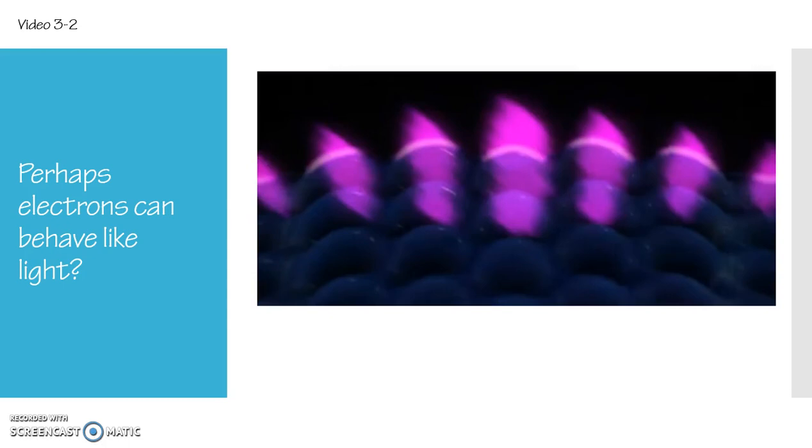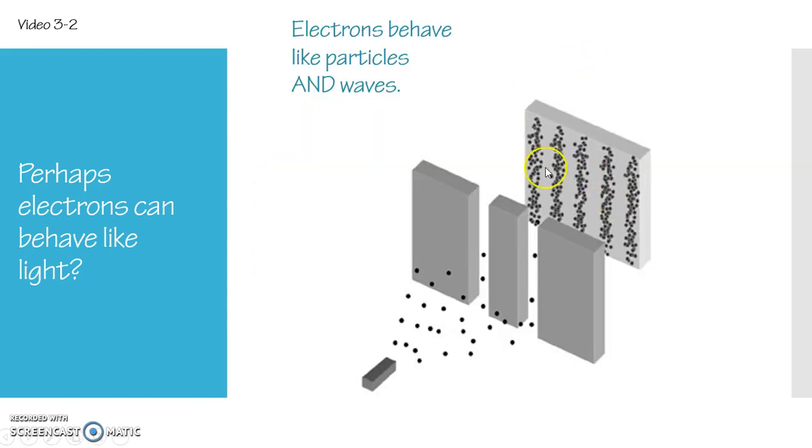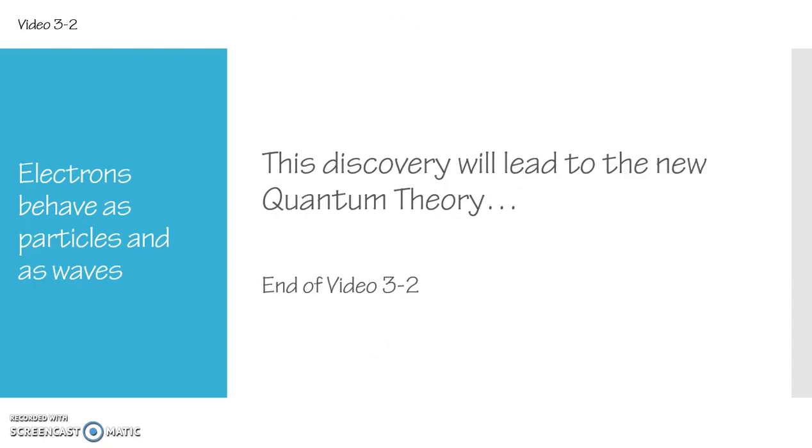So that was exciting for scientists because they knew from this example right here that not only, from the photoelectric effect, do electrons behave like particles, but this is showing, hey, electrons are actually waves too. Okay, and that will lead to much more discovery with a new quantum theory. And we will discuss that in video 3-3.